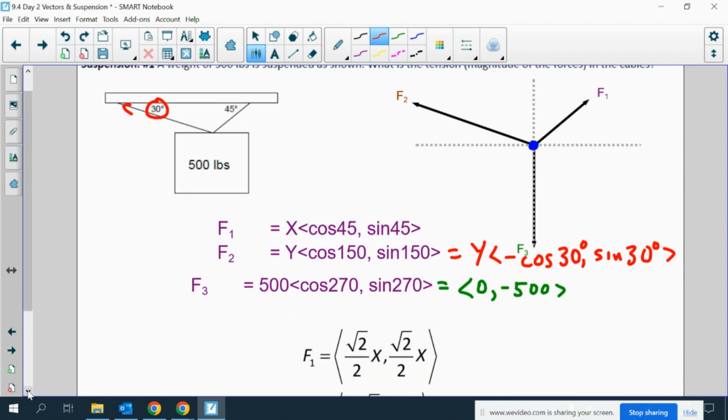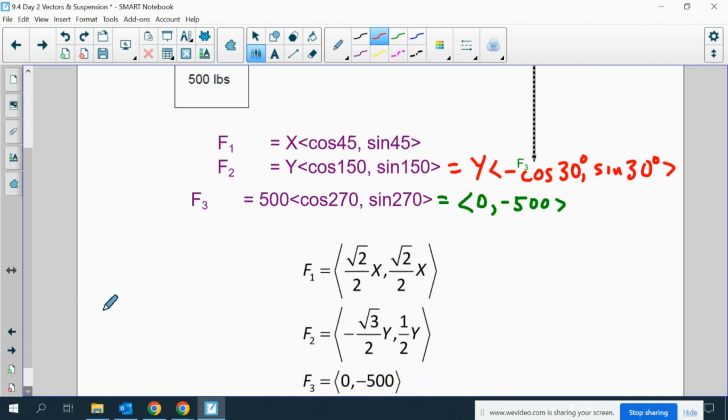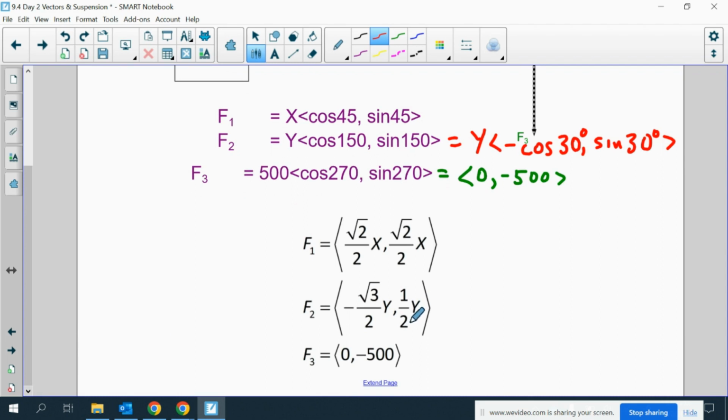So now, since this object is at equilibrium, you have force 1 is root 2 over 2 x, root 2 over 2 x. Force 2 is root 3 over 2 y, negative, and then 1/2 y, and then this is force 3. What do we do with all these things? We have to make sure that all of these forces add up to 0.